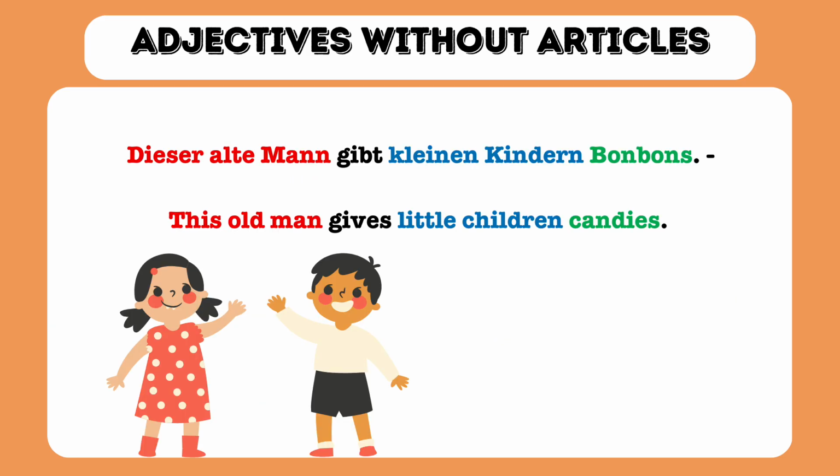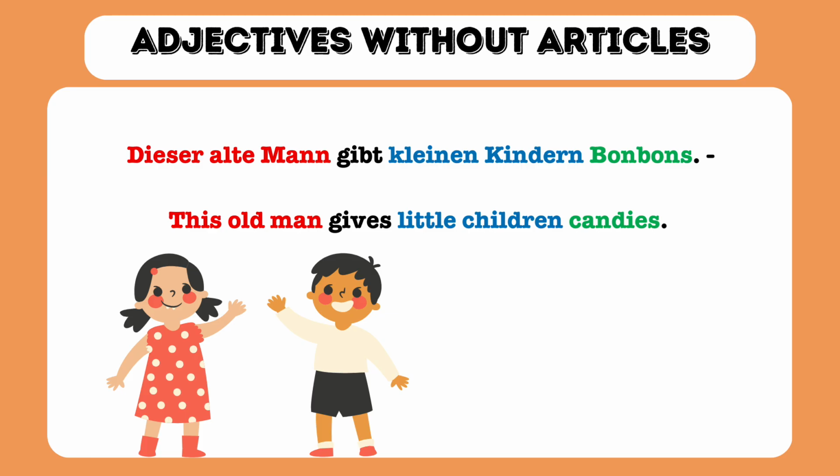Dieser alte Mann gibt kleinen Kindern Bonbons. This old man gives little children candies. Depending on the situation, this could be creepy or endearing. Dieser alte Mann shows us again another example using a der word, but kleinen Kindern shows us an adjective that does not have an article.